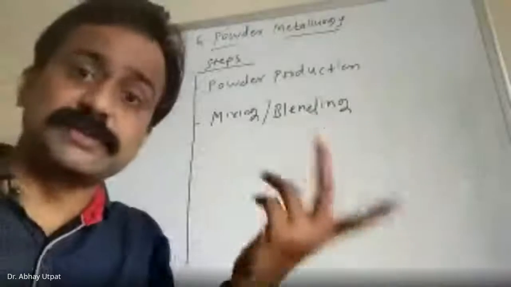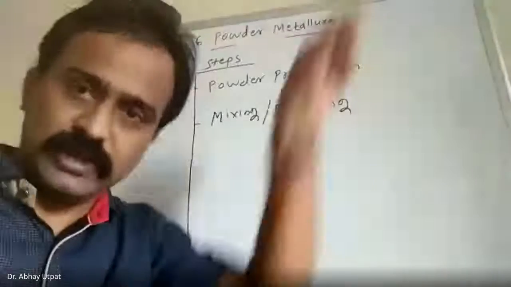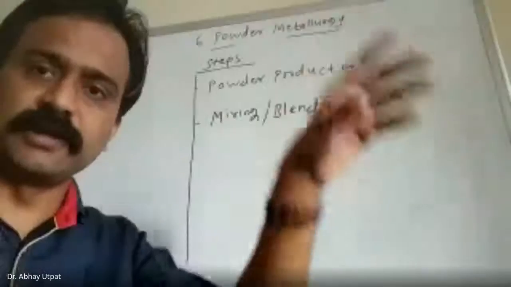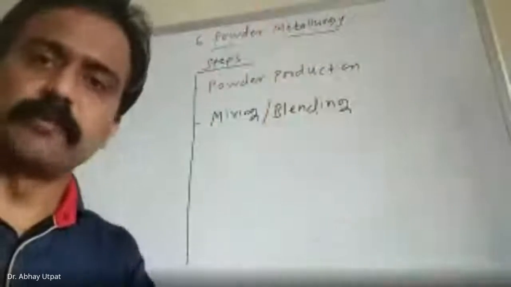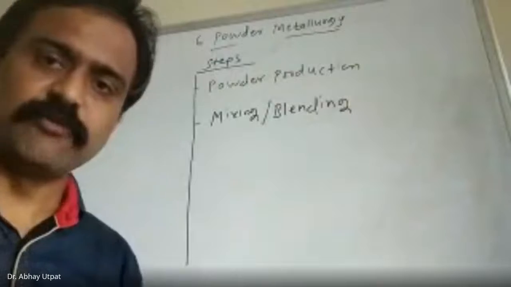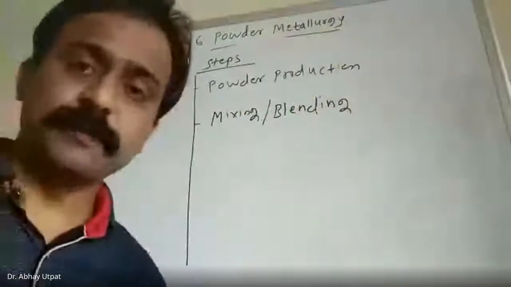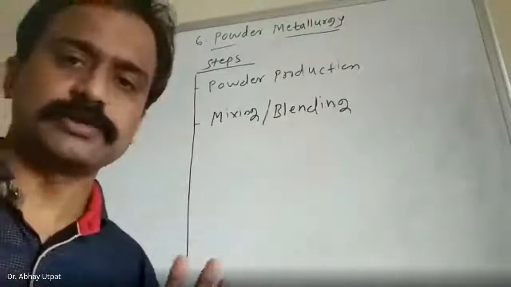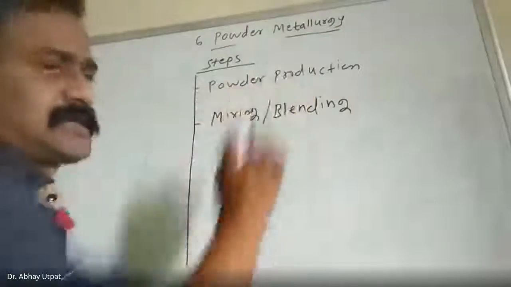So what are the steps in casting? 1, 2, 3. So pattern making, then core making, molding, so core box making, then molding. In that way, same way, how to produce the part by powder metallurgy, there are the steps. And each step in detail we are going to study. So first is powder production.